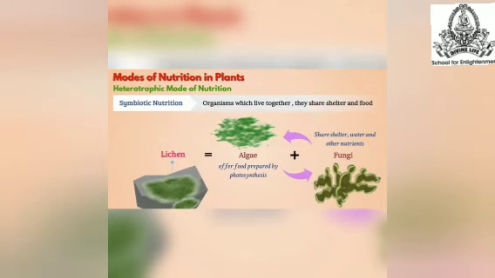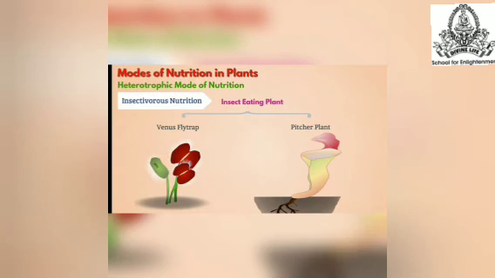You know, some organisms live together and share both shelter and nutrients. This relationship is called symbiosis. The association between two different plants is called a symbiotic association, or symbiotic plants. Both the plants benefit from a symbiotic association. In lichens, the fungus provides shelter, water and minerals to the algae, and the algae in return provide food to the fungus. Now let's come to insectivorous plants.